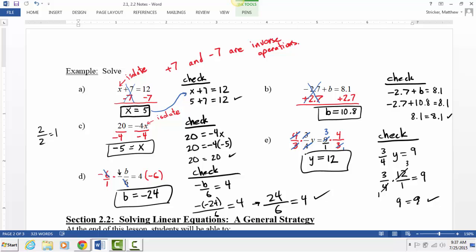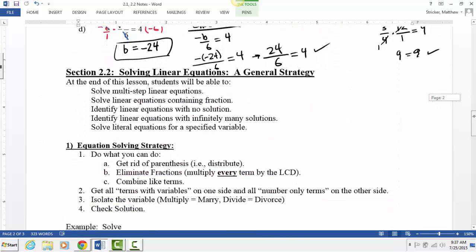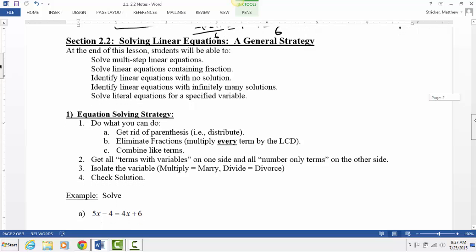And this is something you can do on every test. You can always check your work to make sure you did your math right, because we do make mistakes sometimes. And you don't even necessarily need to write out the check. A lot of times you can do the checks in your head, especially for simple equations like this.